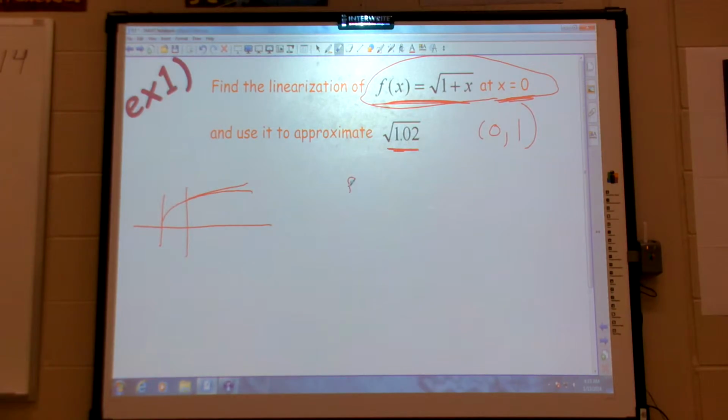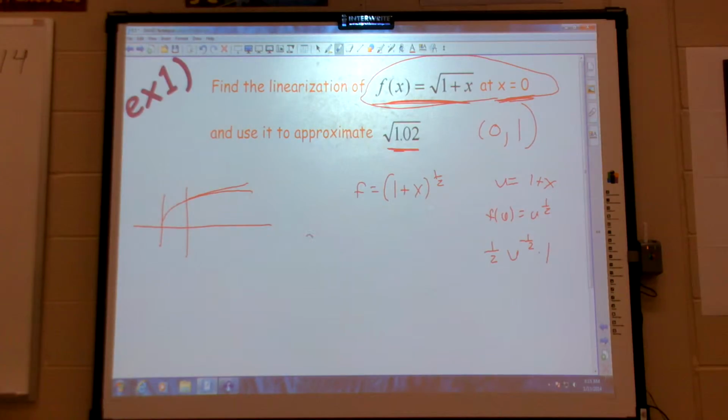So f prime, well, let's go ahead and write that first. f of x is 1 plus x to the 1/2. So u is 1 plus x, f of u is u to the 1/2. So I have 1/2 u to the negative 1/2 times 1. So my derivative is 1 over 2 square root of 1 plus x. That's the derivative anywhere, but I want the derivative at 0. What will that give me? 1/2. So now I have a slope and I have a point.